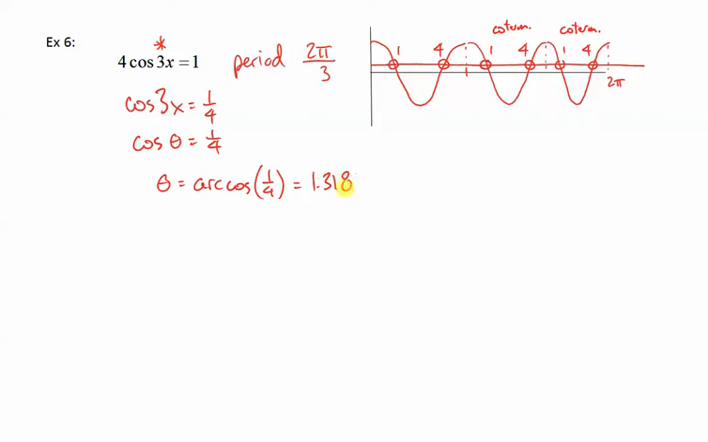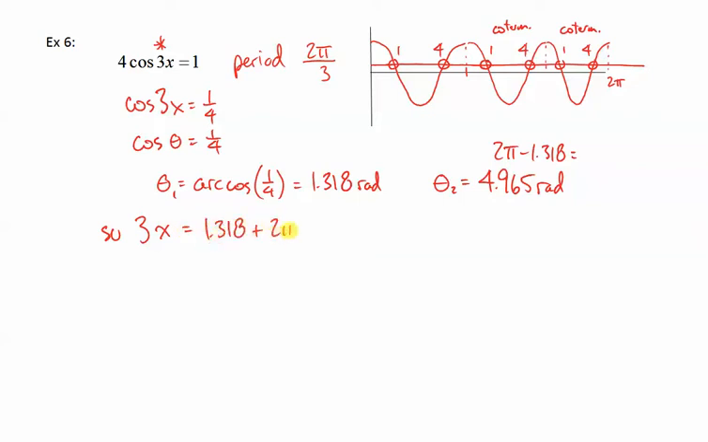Now, that's the angle that would be in quadrant 1. The other angle is in quadrant 4, and it's going to be 4.965 radians. Okay, so what I've done is 2 pi minus this reference angle, 2 pi minus 1.318. Now that's what theta is, what some generic angle is, but I don't actually have theta. I have 3x equal to that.